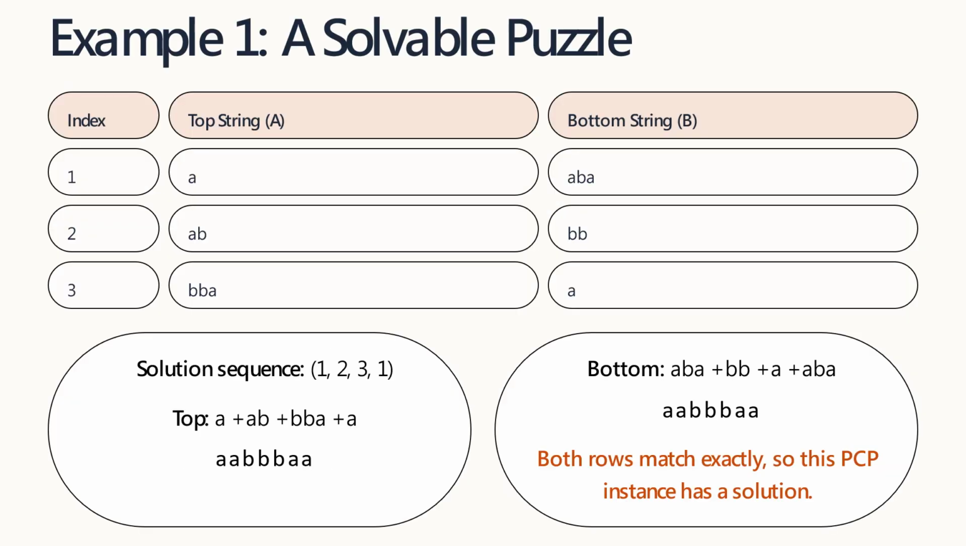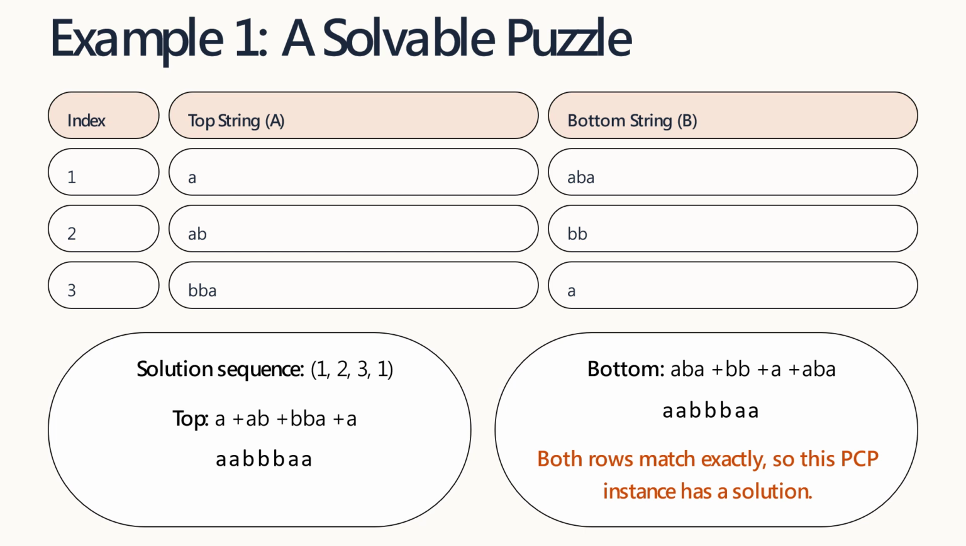Let us now see a solvable example. We have three tiles. Tile 1 has top string A and bottom string ABA. Tile 2 has top string AB and bottom string BB. Tile 3 has top string BBA and bottom string A. Now, a valid solution is the sequence 1, 2, 3, 1.